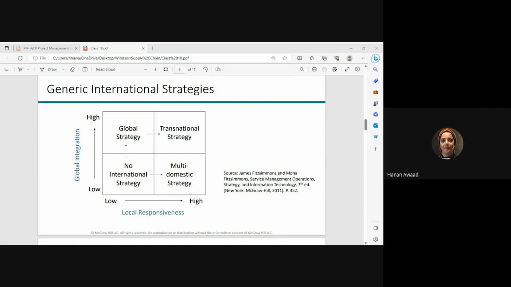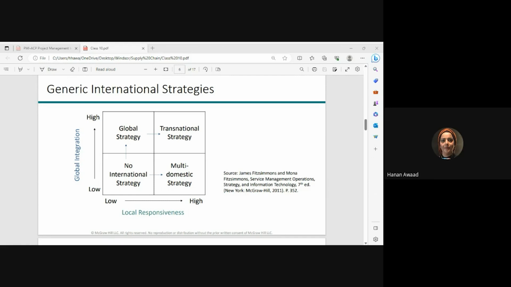High local response means that there is a specific market that requires this adaptation. Even if there's one market, if you produce a large quantity of this product and you sell it in a specific market, I think this shows high local responsiveness. So local here is not the place of manufacturing. Yes, that's why we have global integration.